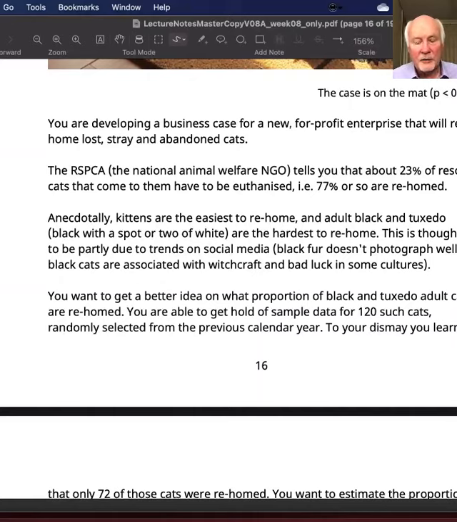and you talk to, we have this organisation in Australia called the RSPCA, which is an animal welfare NGO, and one of the things it does is, it's a charity, it rehomes animals, including cats. So they tell you that about 70% of the cats they get, they're able to find new homes for, and the other 23% they can't, and they are euthanized.